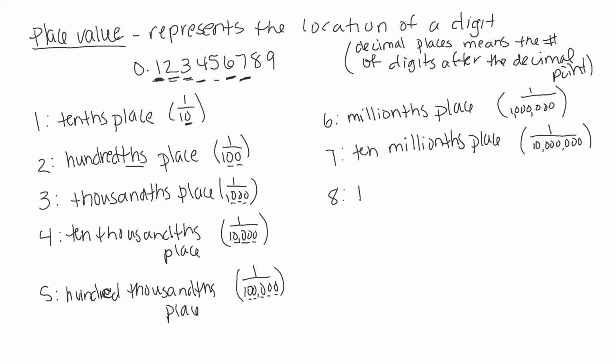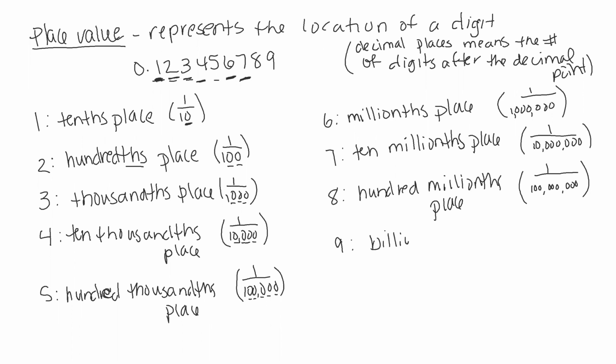8 would be the 100 millionths place, because 100 million has 8 zeros. 1, 2, 3, 4, 5, 6, 7, 8. And then finally, the 9 would be in the billionths place. And this does coincide with a billionth. So 1, 2, 3, 4, 5, 6, 7, 8, 9. 9 zeros, 9 decimal places in.